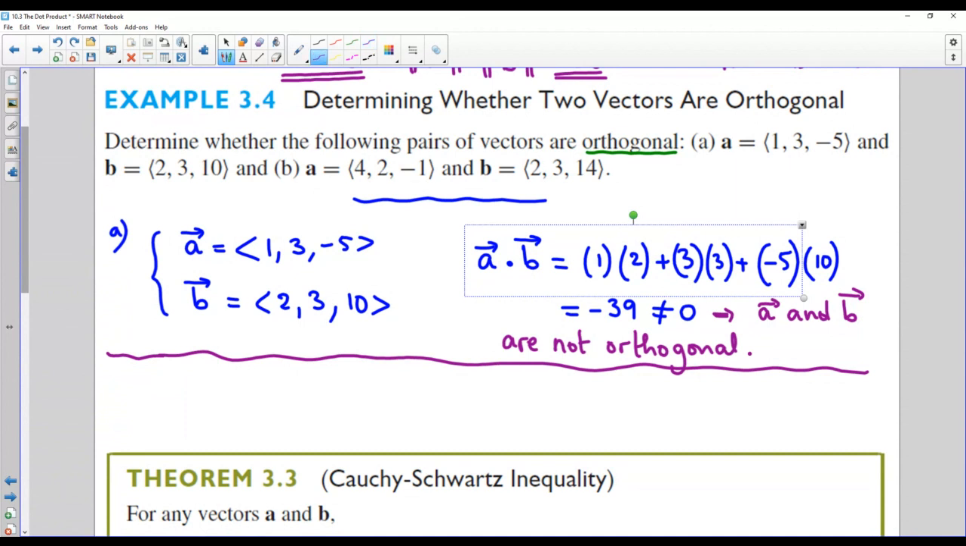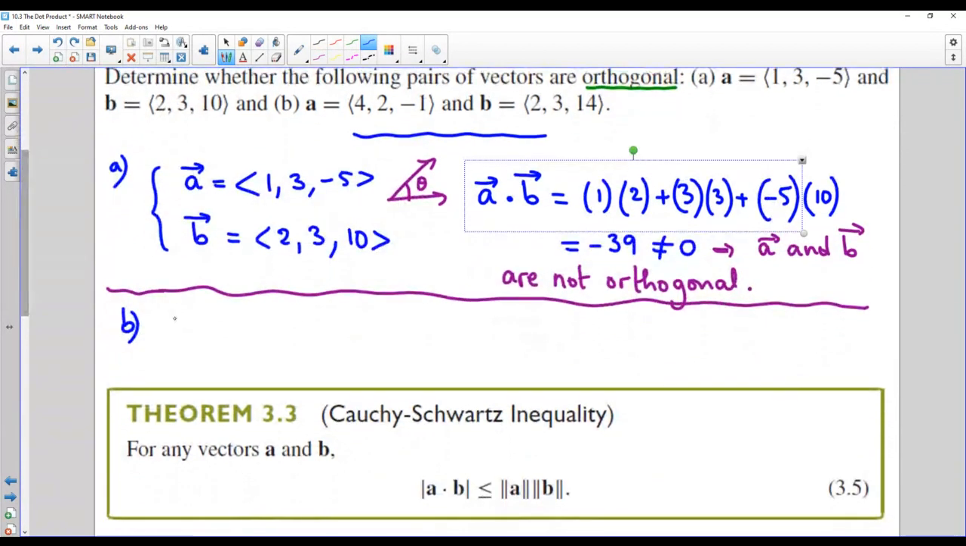So they are maybe something like this, yeah? The angle theta between them is not 90. That's what it means. Now, let's see the other two vectors in part B. Part B, we have A, which is 4, 2, minus 1. And the other vector is 2, 3, 14.